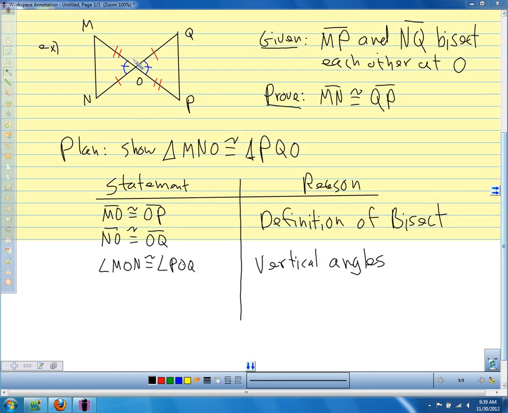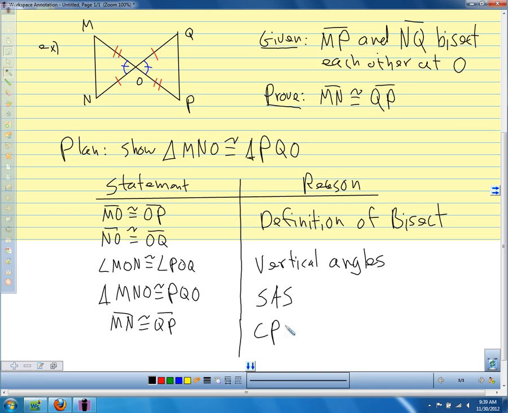So now, what postulate do our triangles match up with now? We have a side, an angle, and a side, and a side, an angle, and a side. So now I can say that triangle MNO is congruent to triangle PQO by side, angle, side. And now we know that the triangles are congruent, so all the matching parts have to be congruent. So I can say segment MN is congruent to segment QP by CPCTC. Corresponding parts of congruent triangles are congruent.